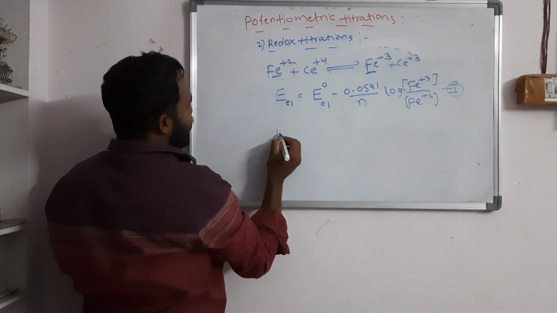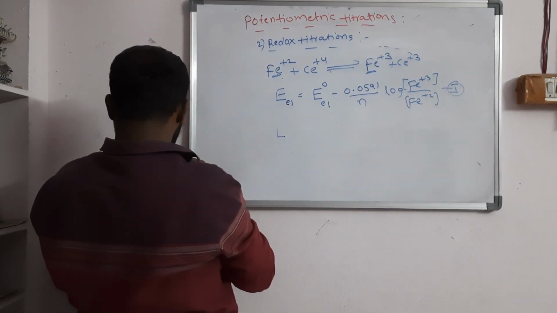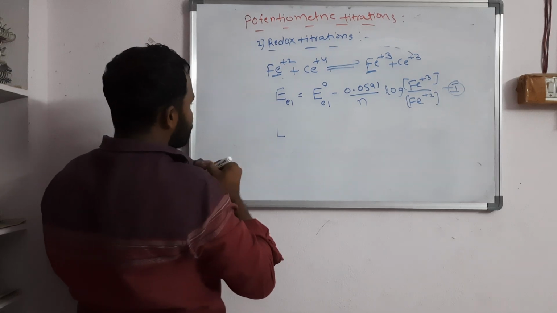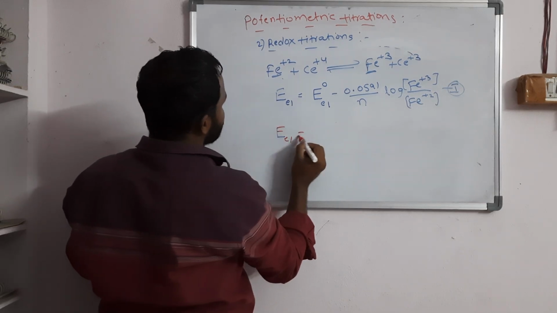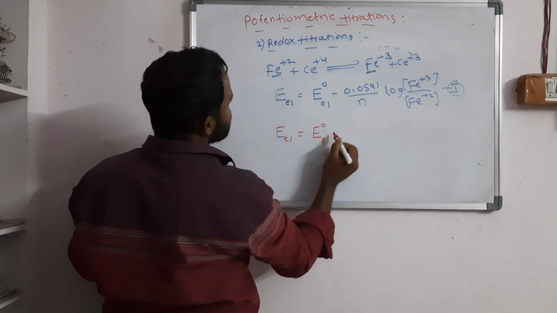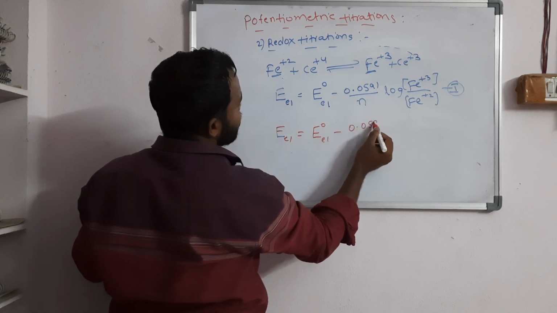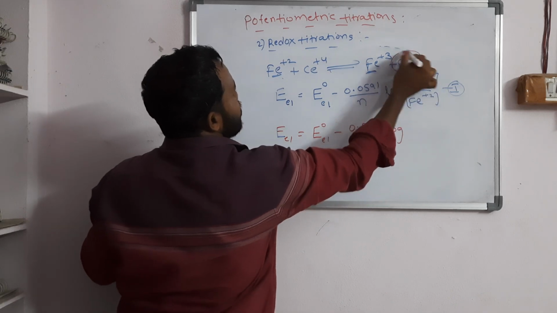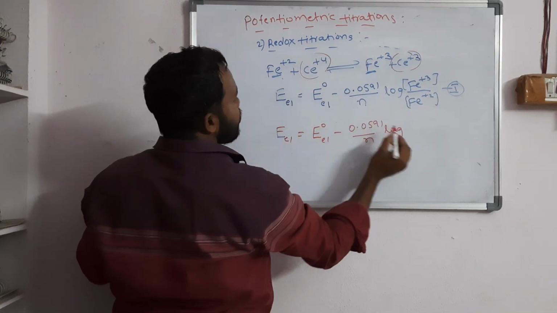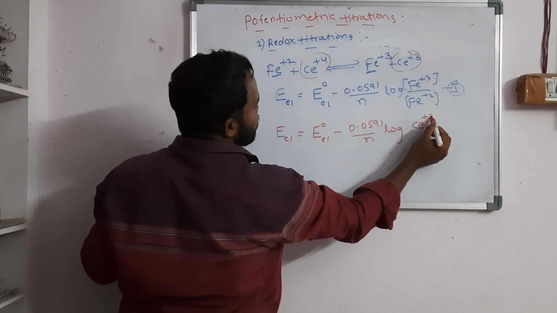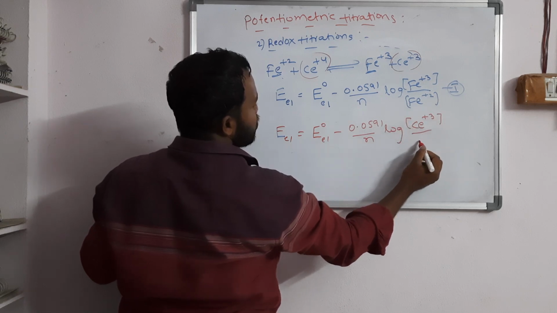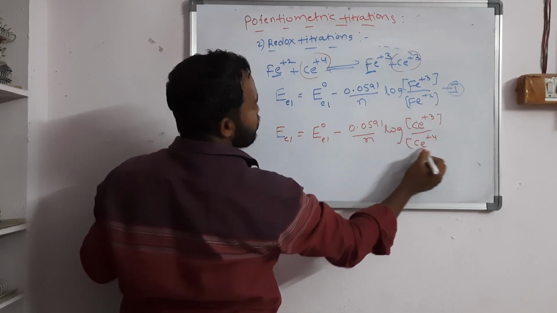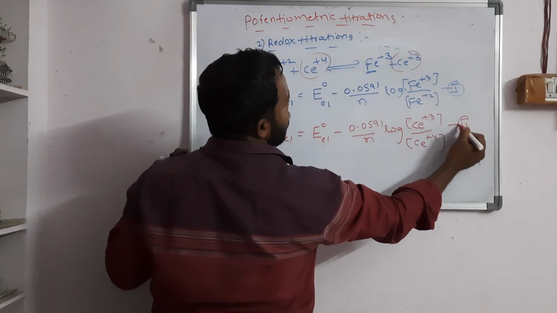Next, E electrode is equal to E naught electrode minus 0.0591 by n into log of concentration of products. Products is cerium plus 4, reactant is cerium plus 3. You should write cerium plus 3 by cerium plus 4 concentration. We already know this, we have written it many times, so according to the next equation.